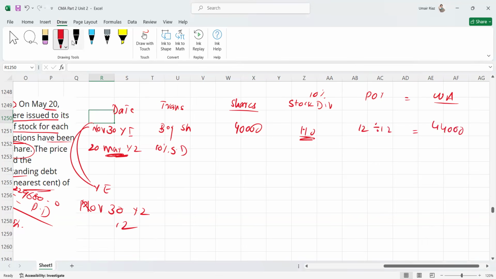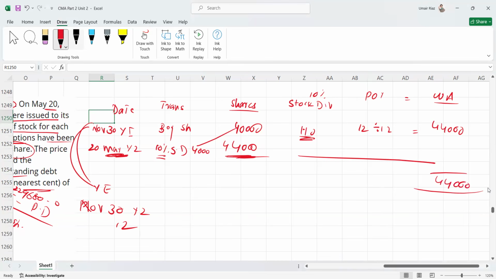So this will become 44,000. Then we have on May 20, year 2, a 10% stock dividend. If I take 10% of that, this will become 4,000. So only the outstanding shares will be adjusted. So 4,000. Outstanding shares will become 44,000 because 40 plus 4 is 44. Then here we will not do anything. So these are the weighted average number of shares, 44,000.